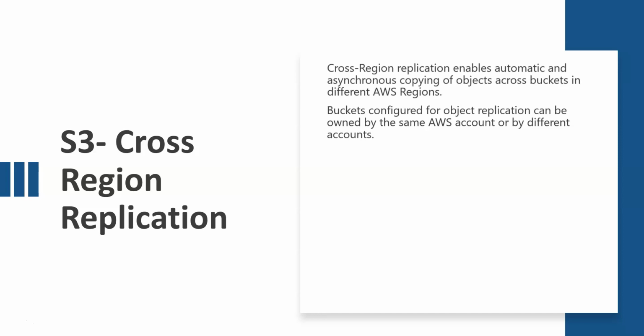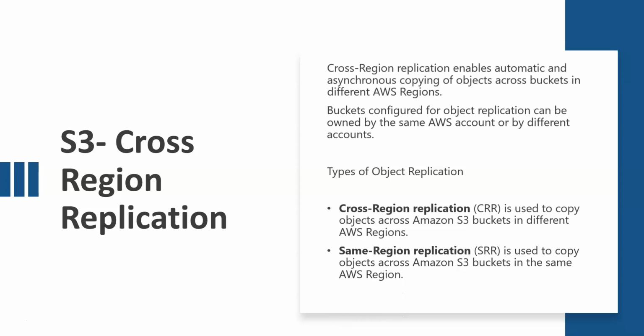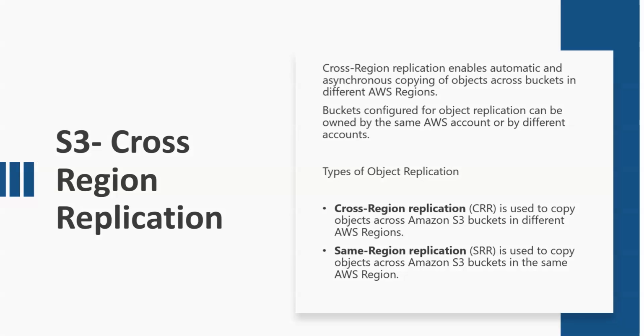A bucket configured for object replication can be owned by the same AWS account or by different AWS accounts. The types of replication we have are cross-region replication, where we replicate data from one region to another region, and second, same region replication. This is for when you want to replicate your data within the same region, for example Asia to Asia region.